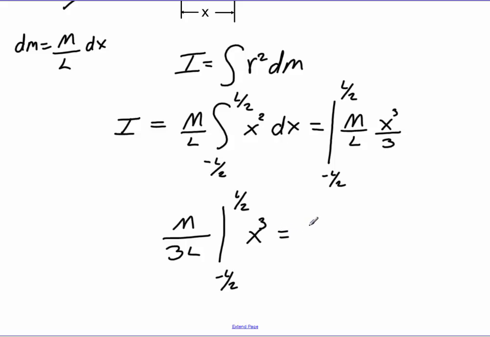Okay, when I put that in, I will get m over 3L times, I'm going to bring in the L cubed first. So bring in L over 2 into this. That's going to give me L cubed over 8 here. Now we subtract, and now I bring this in, which is also going to give me minus L cubed over 8.